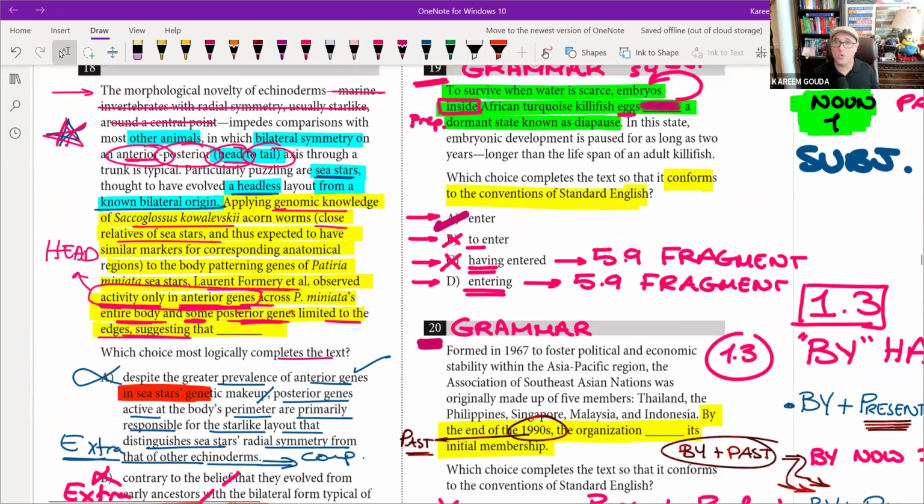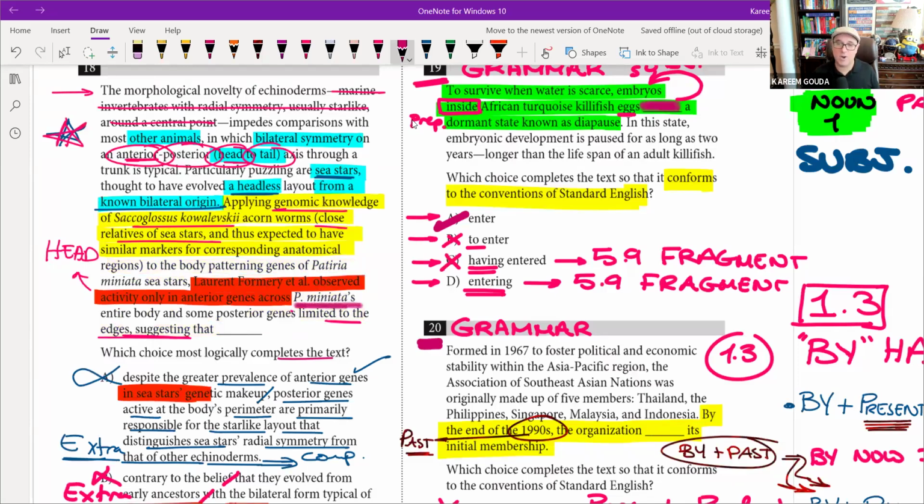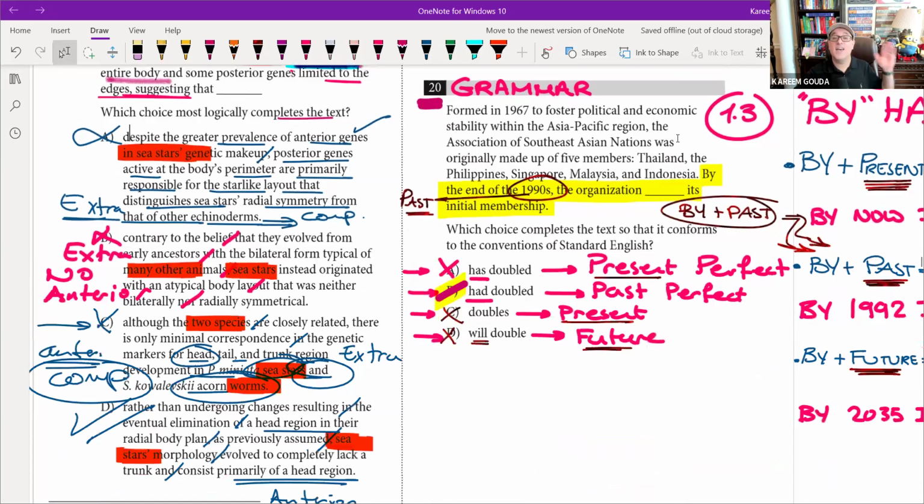Okay. Why do we say that we're only talking about sea stars? Because this is where my keyword is right here. Look here, guys. Laurent Formery observed activity only in the anterior genes across P. miniata's entire body. What is P. miniata? It's right here. Pateria miniata, sea stars. So this thing right here in blue is this one right here, which is sea stars. So the sentence right here only talks about sea stars. It also talks about the head and the tail. So the answer must have only sea stars and a head and a tail, which makes us choose D.